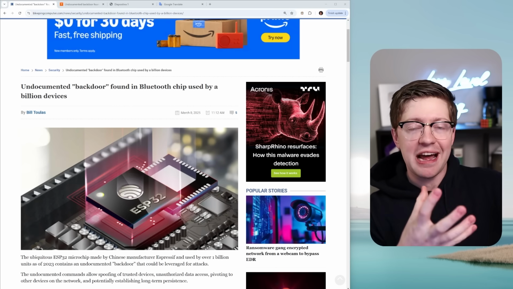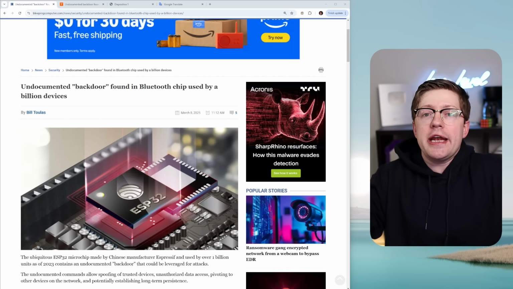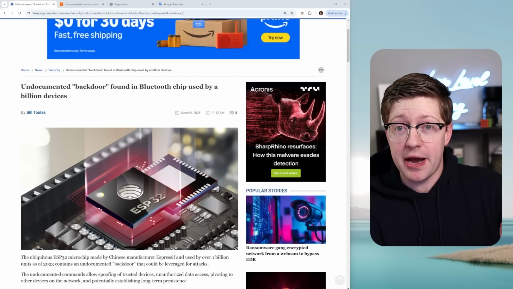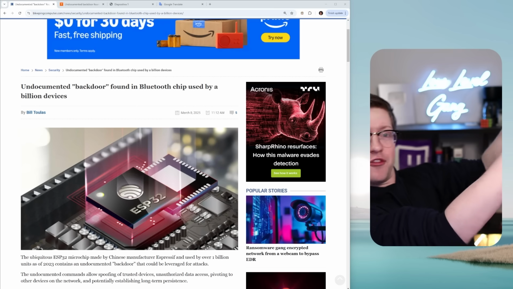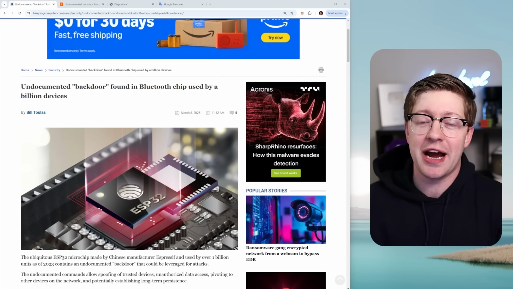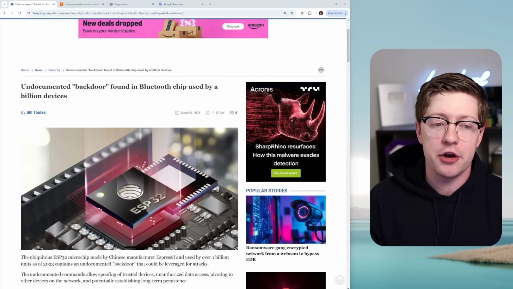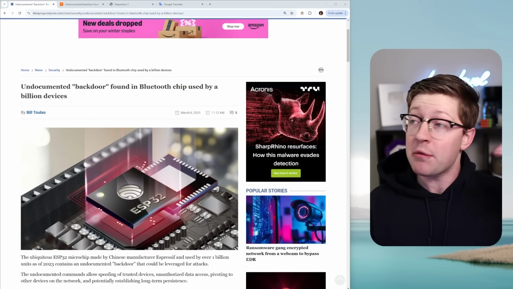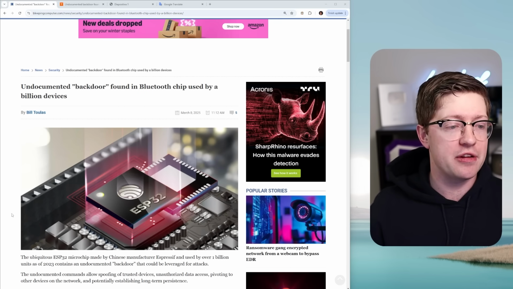That means a person that has knowledge of the backdoor could, in an unmarked white van, drive by your house, emit the right flavor of radiation into your house, and then boom, they have code execution on your device. Not a great place to be. So that was all going through my head when I read this title.